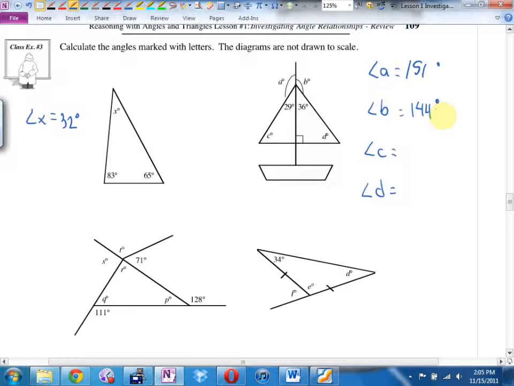Now, angle C. What shape is angle C in, Shay? How big is this angle right here? Because the one next to it is 90 and those two form a straight line, supplementary. What does every triangle add to? Good, go to it. Yes? I'm doing the math in my head. I could be wrong.